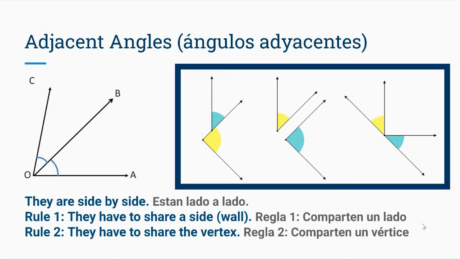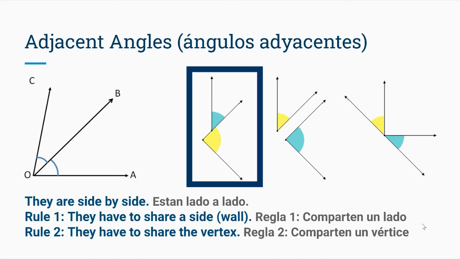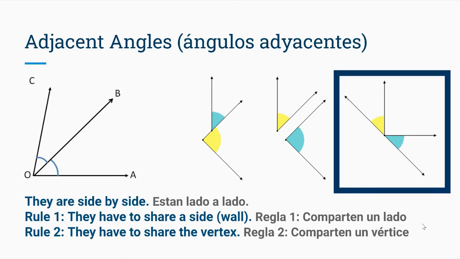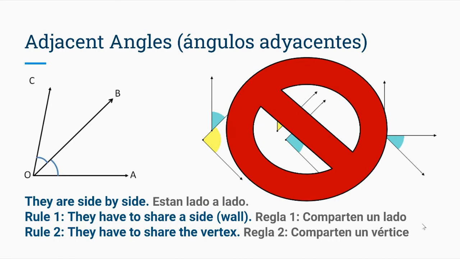But if you look at the three examples on the right, those three examples are not examples of adjacent angles. Look at the first counterexample. Do you see that they do not share a vertex? They break rule number 2. The second counterexample actually does not follow the definition of adjacent angles. They're not side by side. And the third example actually breaks rule number 1, which is to share a wall.